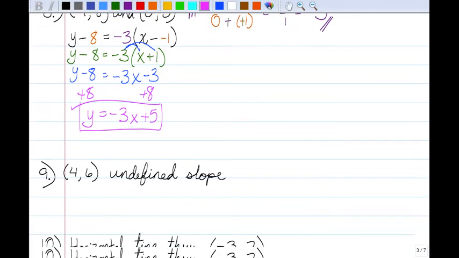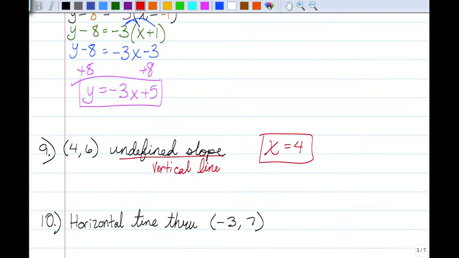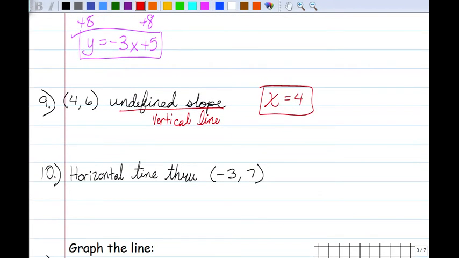Alright, so number 9, I want to find the equation of a line that goes through the point 4, 6 with an undefined slope. So if we refer back to the beginning of the notes, we know that an undefined slope means that it's a vertical line. And if it's a vertical line, its equation is just going to be x equals whatever the x value happens to be, which in this case is 4. And that's it. So x equals 4 is the equation of that line.